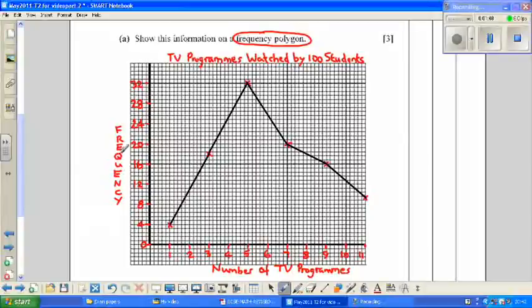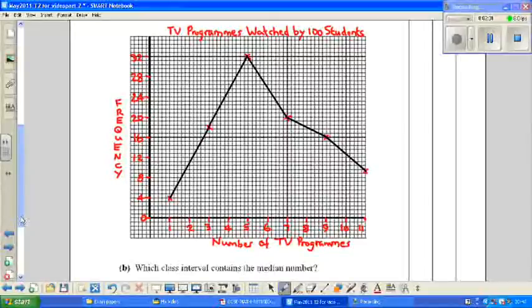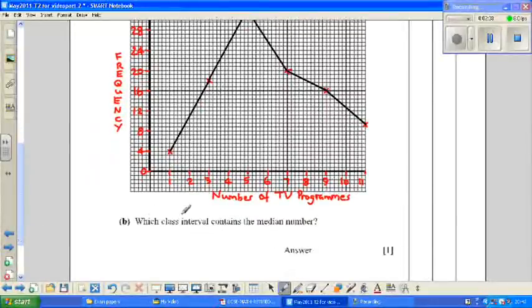So don't forget your labels. The vertical axis is frequency, the horizontal axis was number of TV programs, and the title, and that's your frequency polygon. All your marks hopefully guaranteed.